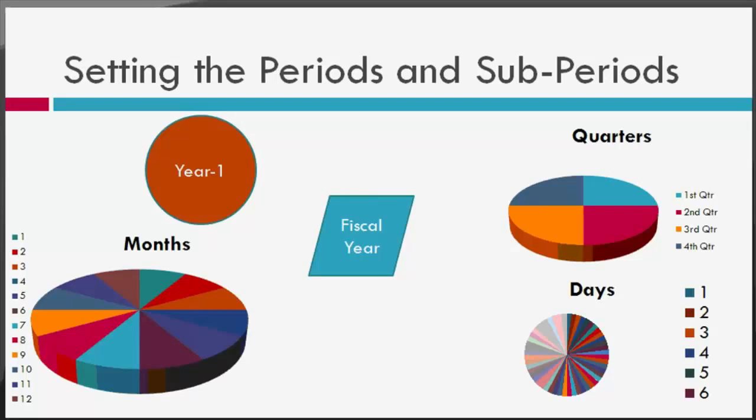A year has 1 sub-period, quarters have 4 sub-periods, months can contain 12 sub-periods, and days can have any number of sub-periods as you want. Using your selection, the system automatically creates the corresponding number of posting periods. You can change these periods if necessary.